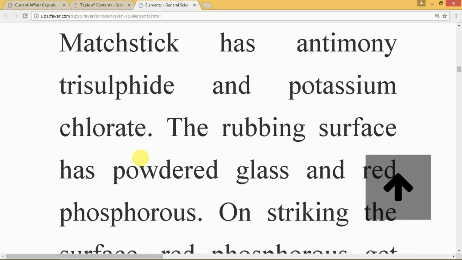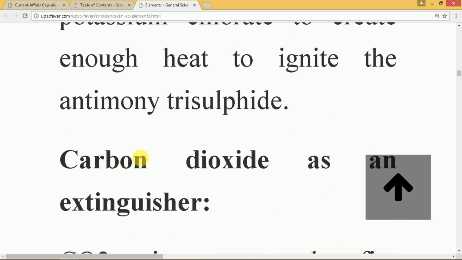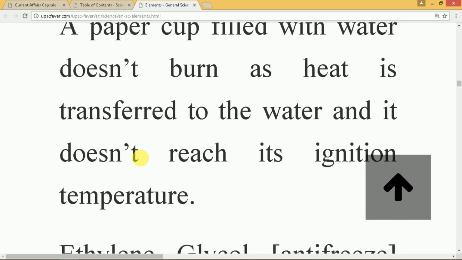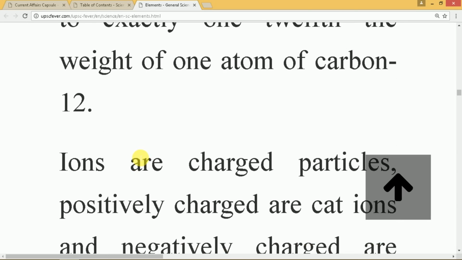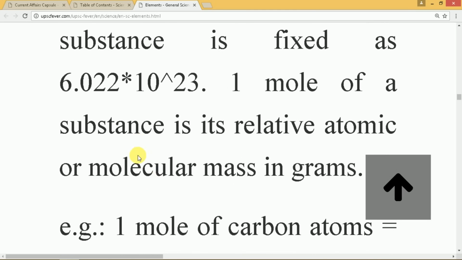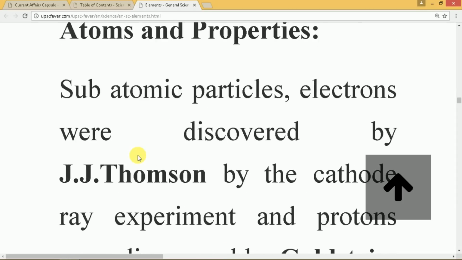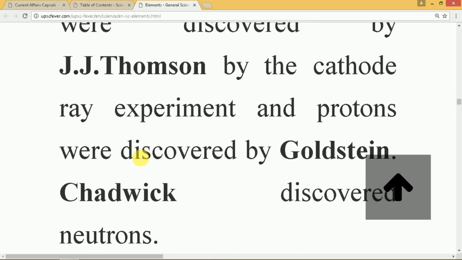Then certain other important properties. Atoms are the basic units of all elements, and subatomic particles like protons, electrons, and neutrons are the constituents of atoms. Electrons were discovered by J.J. Thomson. Protons were discovered by Goldstein, and neutrons were discovered by Chadwick.